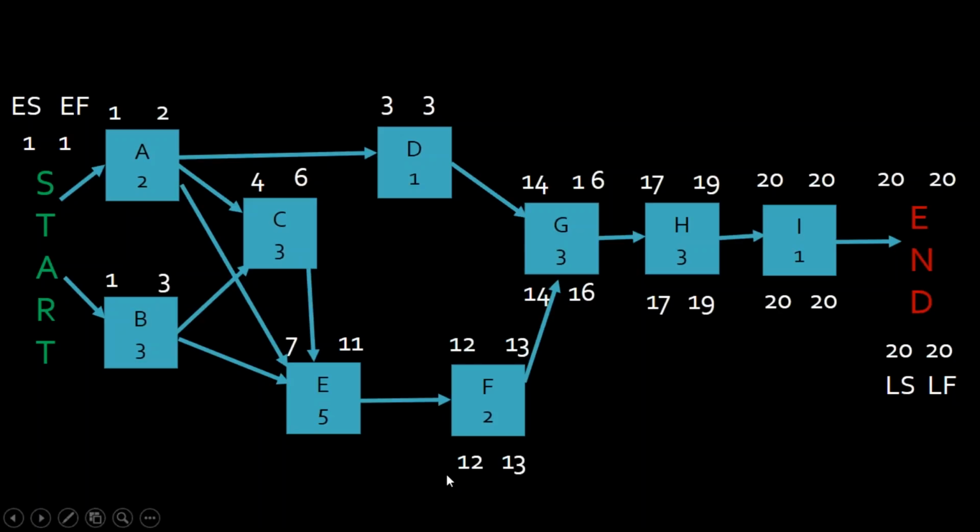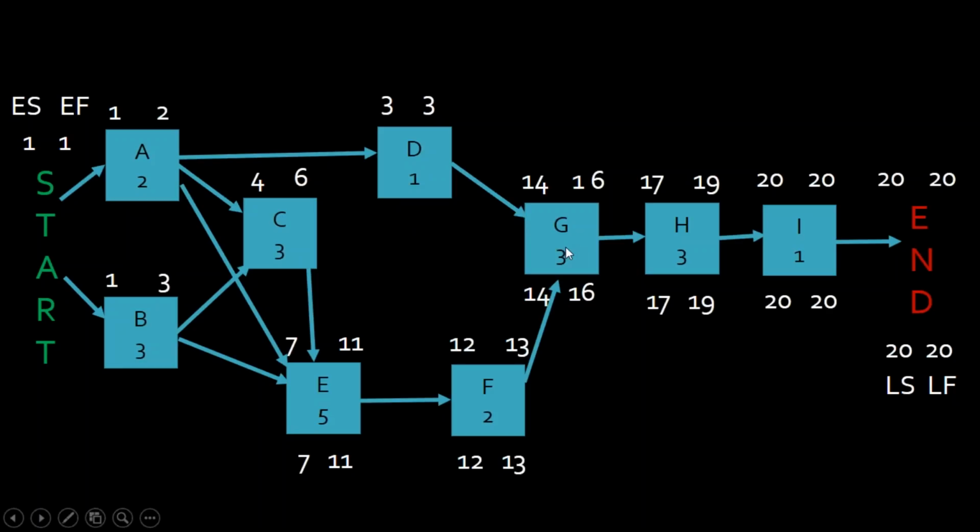It has to deliver to F's late start no later than 12, which means it has to be done on day 11. At the latest I can finish E, so that the latest that F can start is 11 and 12. Again, E has no wiggle room. None. Okay? But let's go to D.